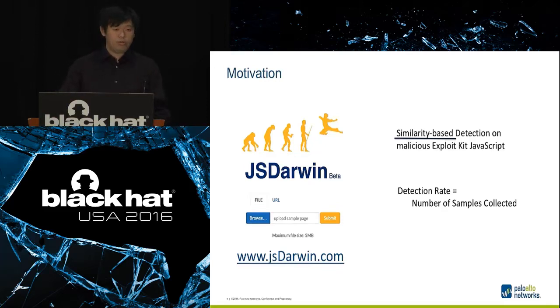As we all know, similarity-based detection requires a large sample set. The detection rate depends on the number of samples collected. However, exploit kits may apply various techniques to prevent researchers and engineers from getting a large sample set. So we want to rebuild the obfuscator, which can eventually be used to build a large sample set.